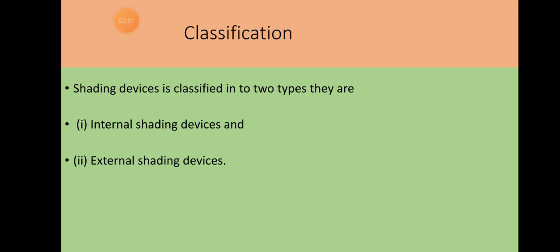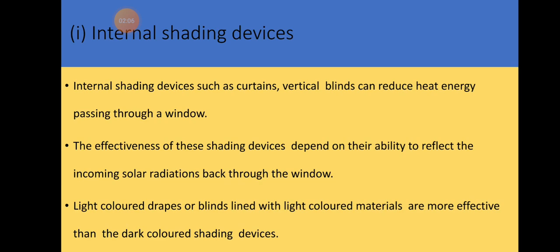So it can be classified into two types: internal shading devices and external shading devices. Internal shading devices include the curtains and vertical blinds, which can reduce the heat energy passing through a window. The effectiveness of these shading devices depends on their ability to reflect the incoming solar radiation back through the window. Light color draperies or blinds lined with light colors are more effective than the dark color shading. The reason is the light colors will reflect the radiation.